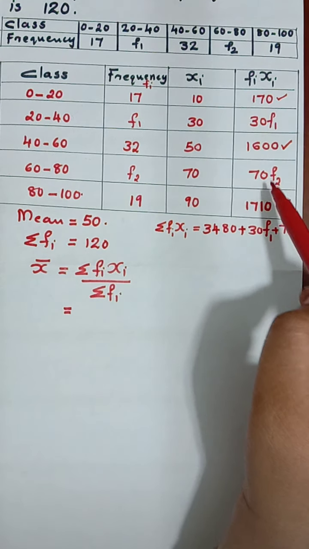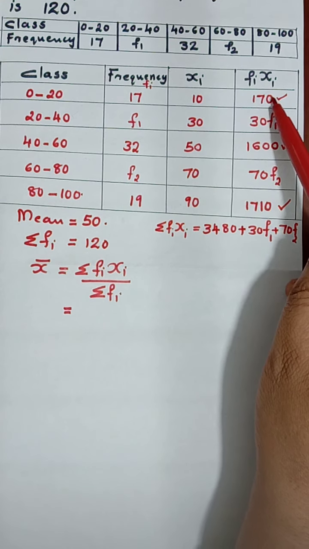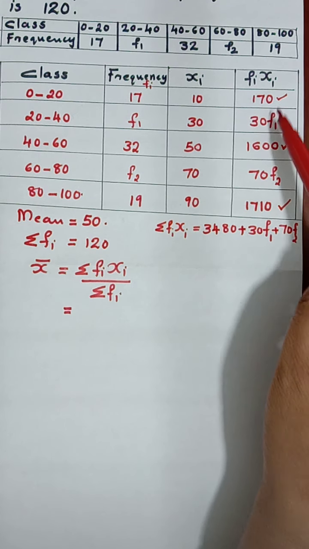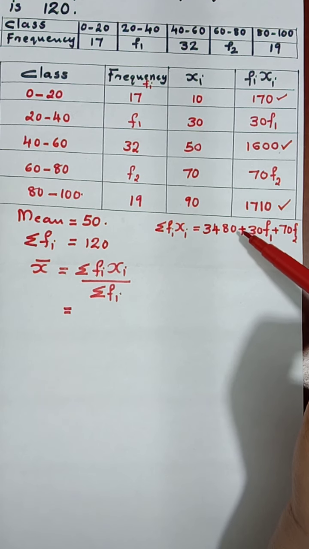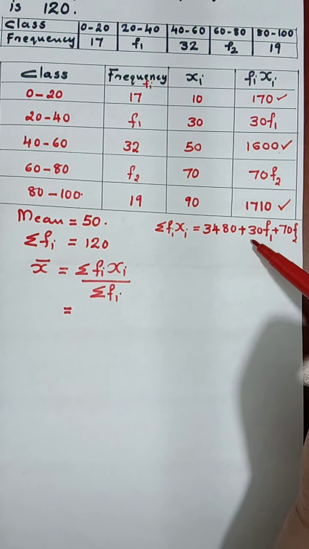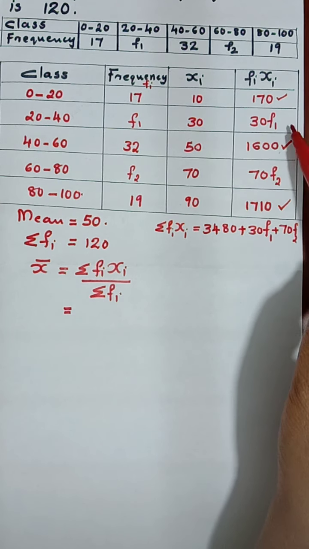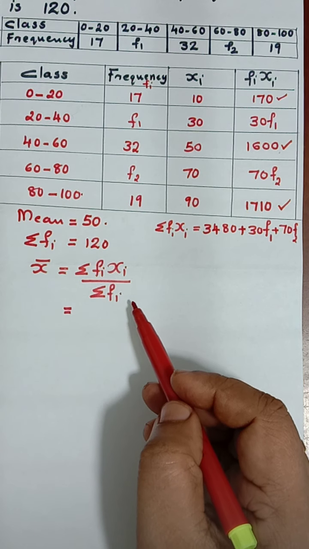Fi Xi column we have. Sigma means sum of all this. When we take the sum, first take the sum of the numerals. There is no variable with that. Just add these numbers. So we added, plus 30 F1 plus 70 F2. Don't add 30 plus 70. No, it is 30 F1 plus 70 F2. That is your sigma Fi Xi.